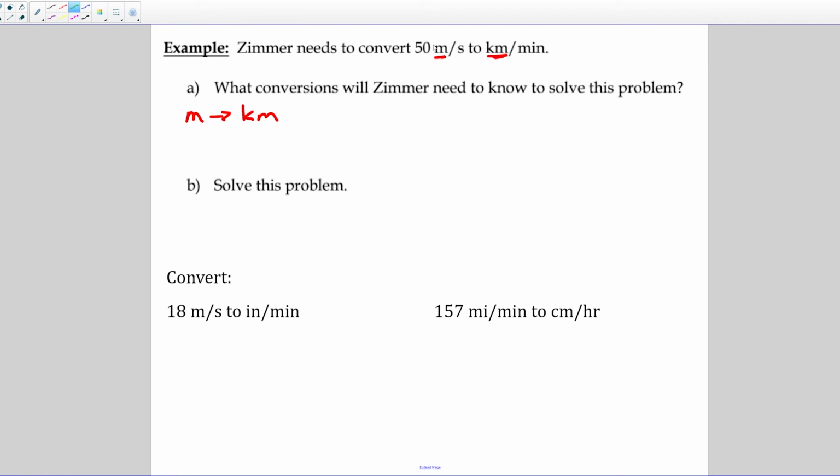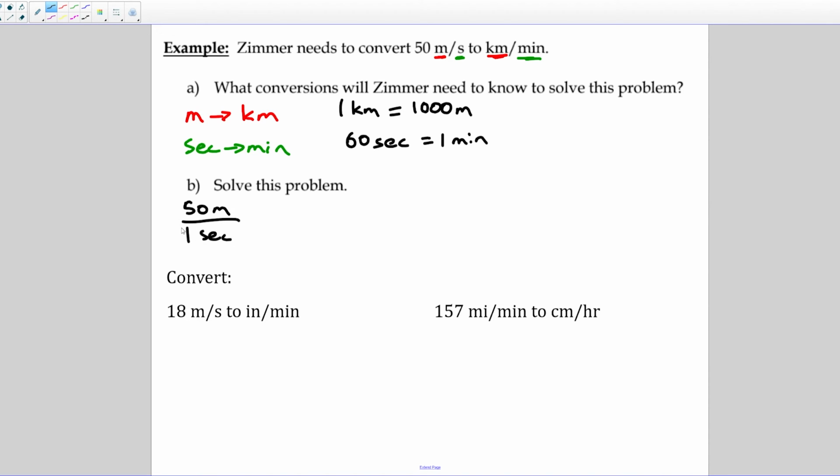And then our second conversion is going to be from seconds to minutes. So in order to make these conversions, we need to understand the conversion factors. We know from experience that 1 kilometer is equal to 1,000 meters, and then 60 seconds will give us 1 minute. So starting off our problem, we have 50 meters per 1 second. You can see here that keeping everything as a fraction before helps us set up this question, knowing that we have 50 meters per every 1 second.